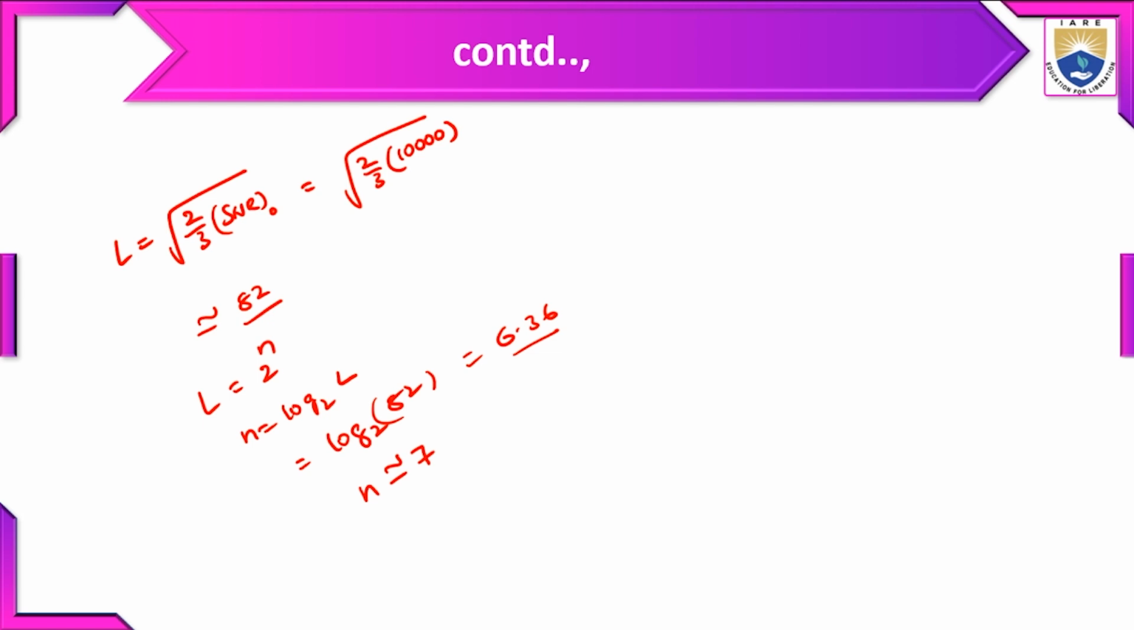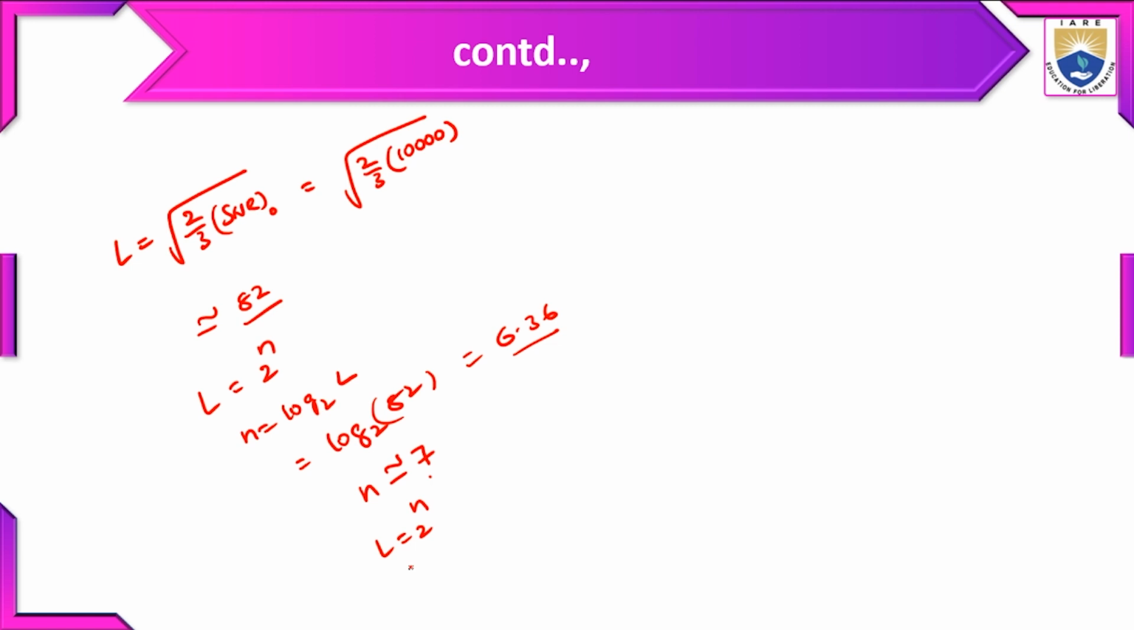Why? Because here the SNR is given as 40 dB minimum. So we convert 40 dB into a value, that is 10,000. From that 10,000 we find the L value. From that L value we find the n value, the number of bits. So by using this, L equal to 2 power n.